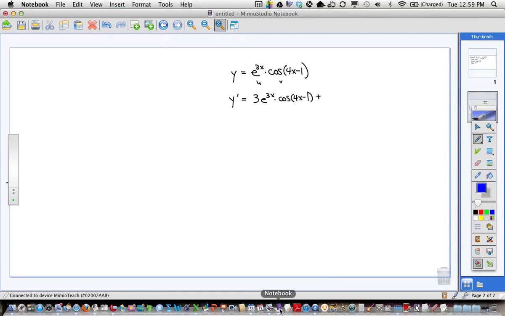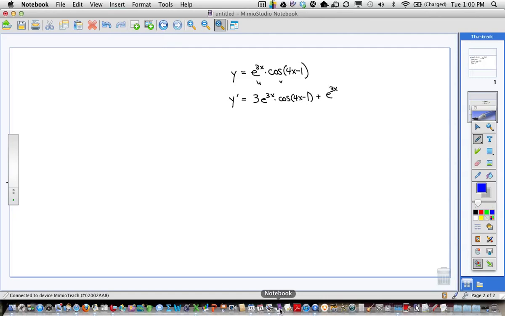Plus e to the 3x left alone. And we're going to kick out a 4, and it's a negative sign. And we're going to leave the inside alone. Now, here's where people get in all kinds of trouble. Here's why not everybody gets 8 out of 10. Partly it's they don't know the rules, but a lot of 6 out of 10s and 7 out of 10s are because of things like what I'm about to do right now.